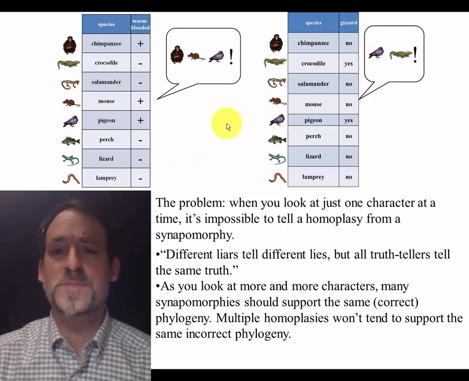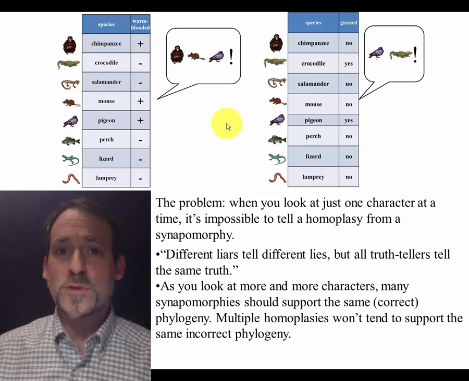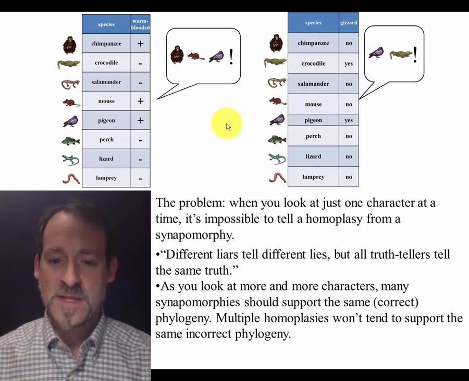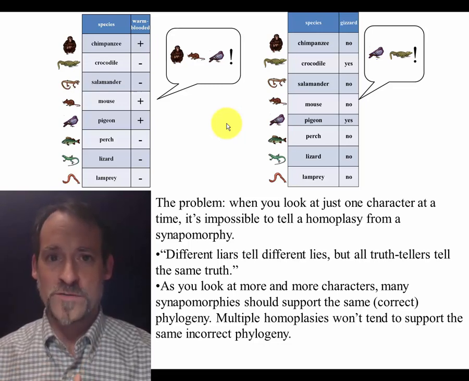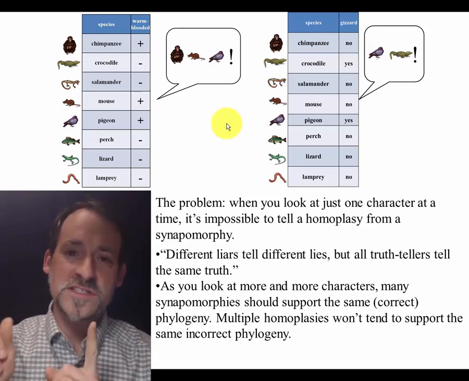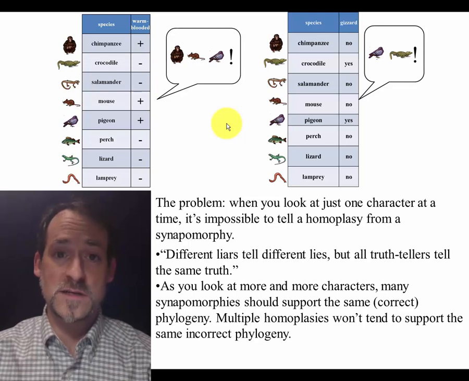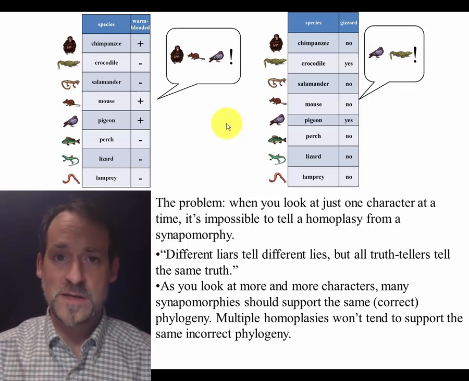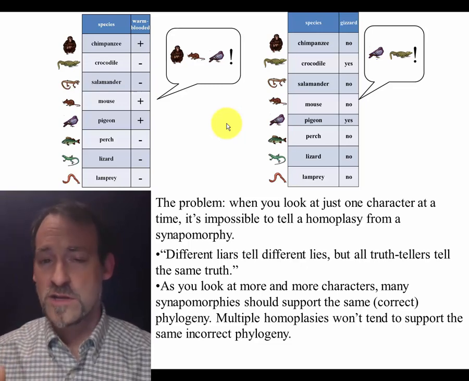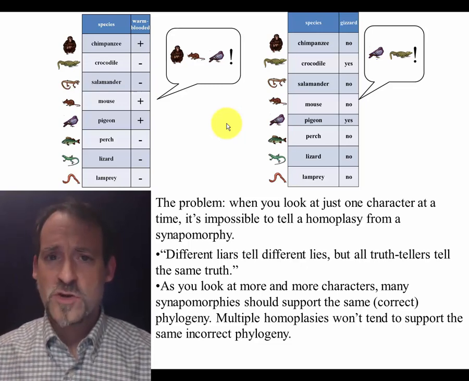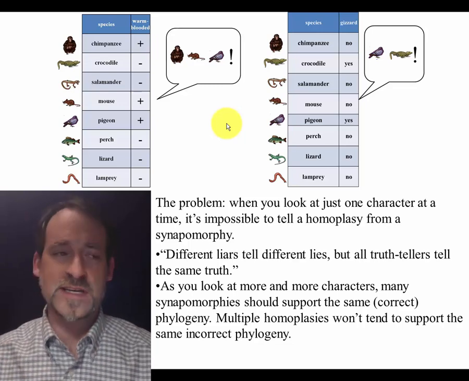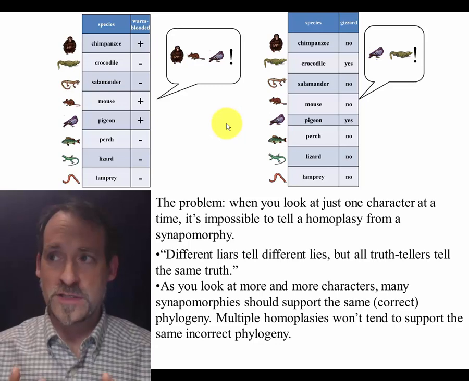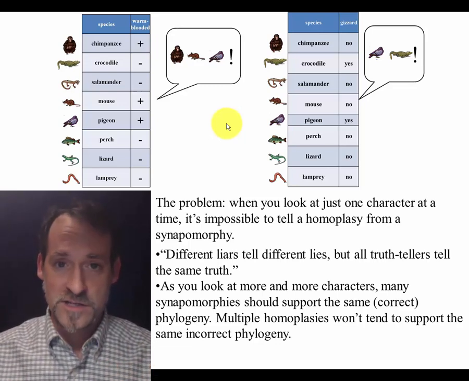In other words, if you keep looking at more and more characters, what will happen is that all the synapomorphies will keep pointing toward the same correct evolutionary history. They'll keep supporting the same true phylogeny. The homoplasies will also start piling up, but each homoplasy that comes along will be pointing at a different wrong hypothesis. It'll be leading you toward a different wrong phylogeny.